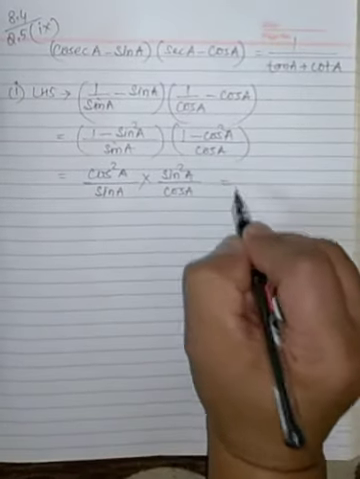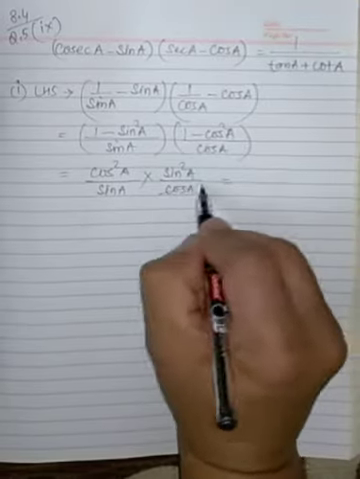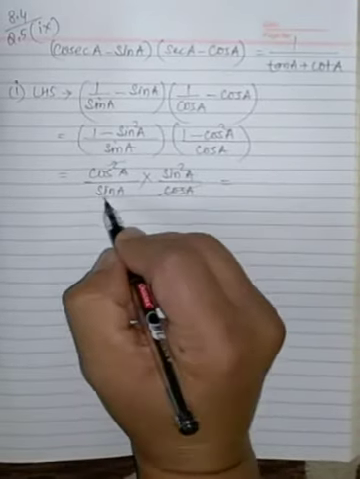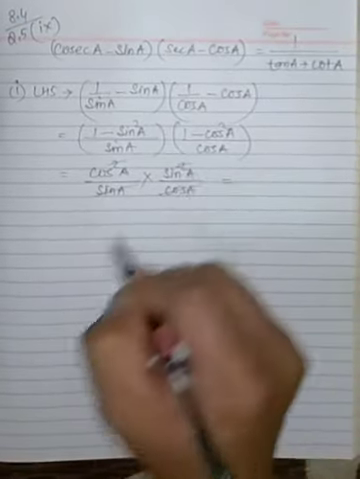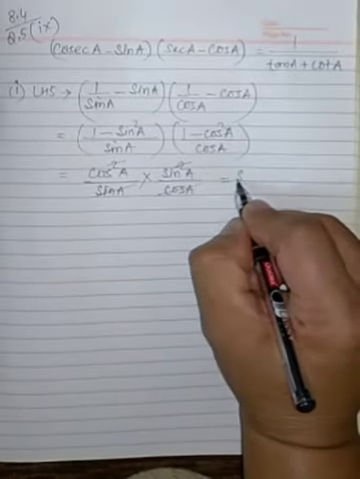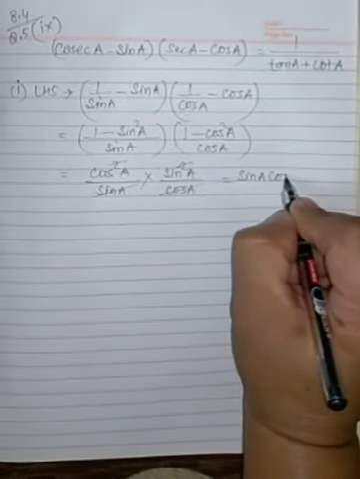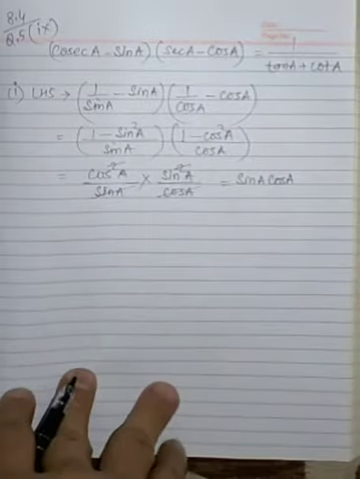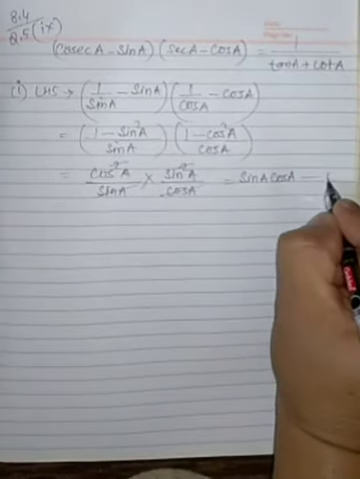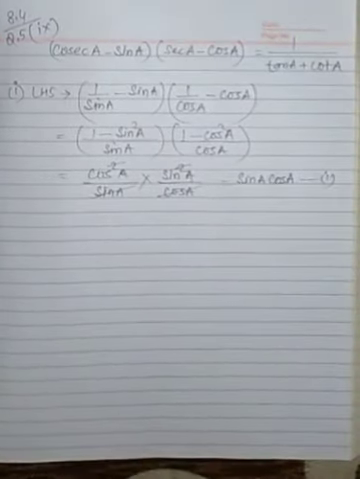So because of this, cos will cancel the square and sin will cancel the square. So what is left is sin A into cos A. Let this be the first equation.